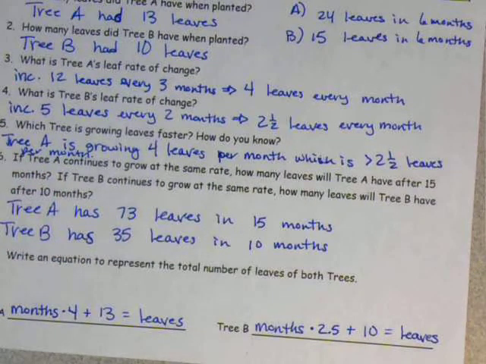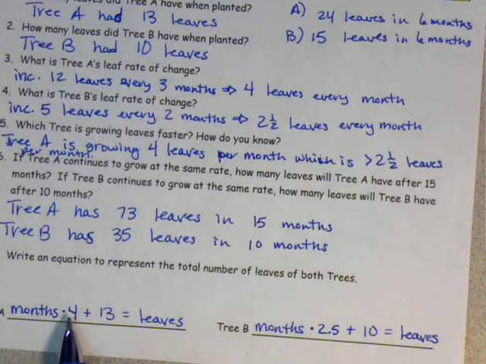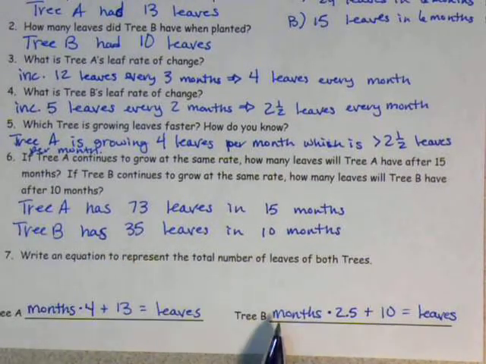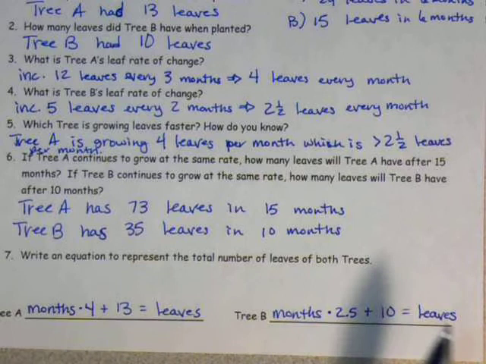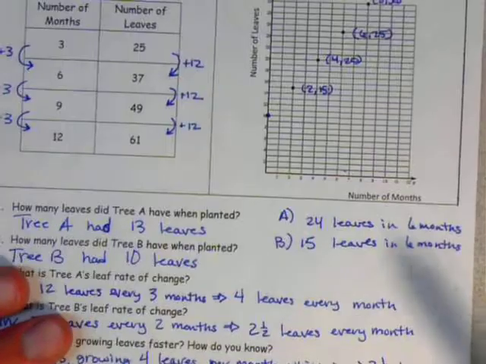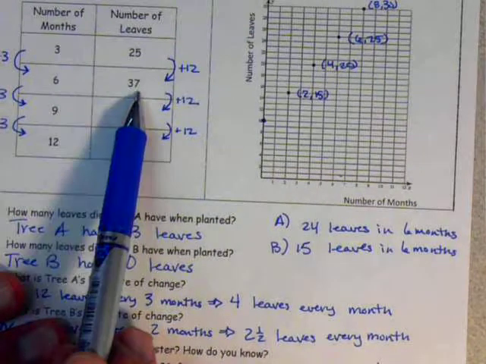So we could look at this and say, well, let's test it. After 6 months, that would be 6 times 4, 24, plus 13 is 37, which is what we have in our table. Tree B, after 6 months, 6 times 2.5. Well, 6 times 2 is 12, plus half of 6, that's 15, plus 10, that's 25. And if we look, we have a 6 and a 25 up there in the graph. So there's our 6, 25. And there was our 6 and 37.